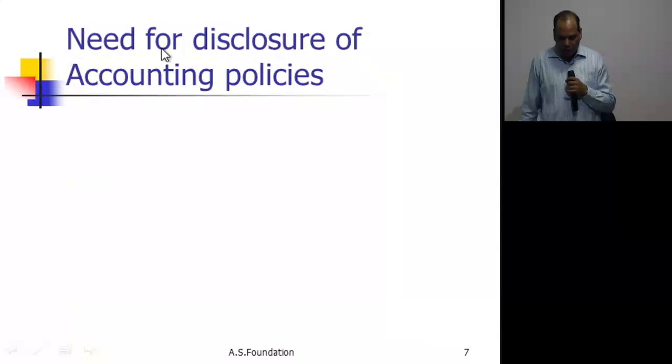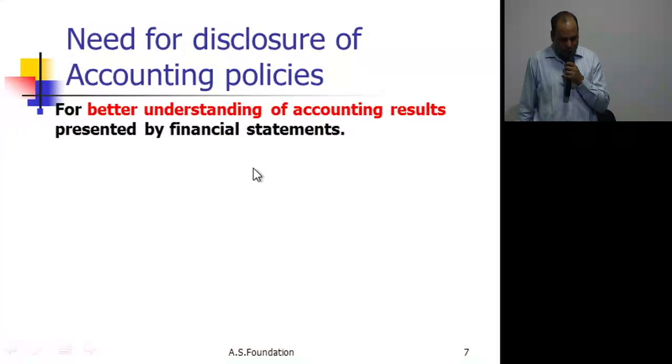This standard is disclosure of accounting policies. Why is there a need to disclose accounting policies? You will see in the annual report of every company, without any exception, a paragraph which says note on significant accounting policies. Why does every company disclose their significant accounting policies?